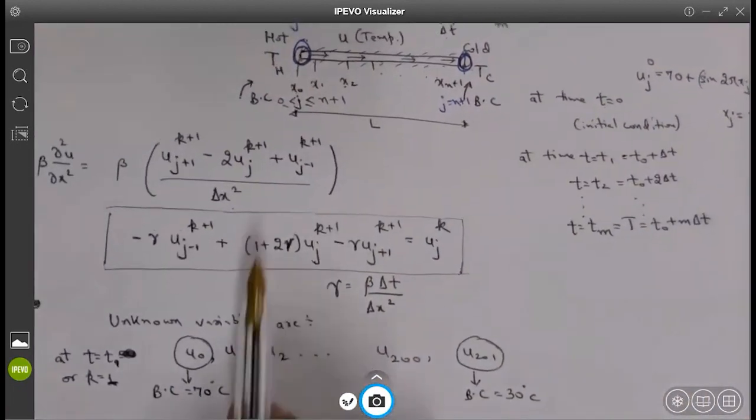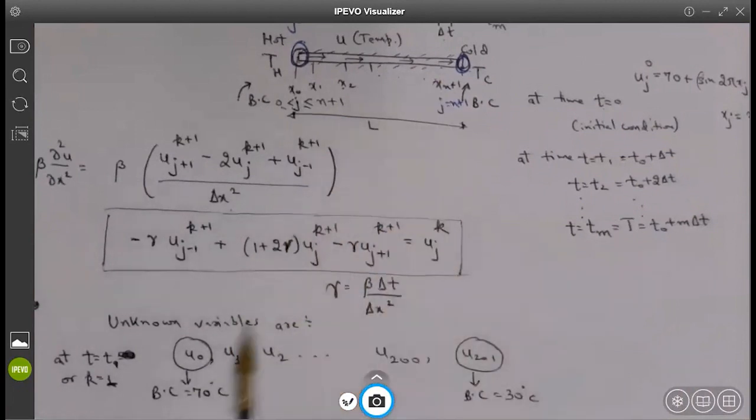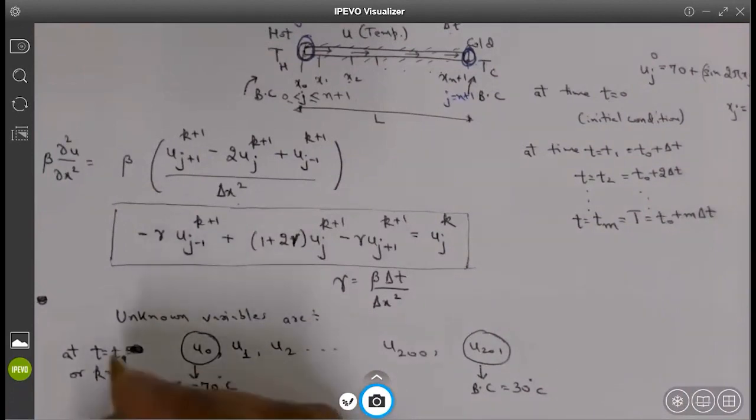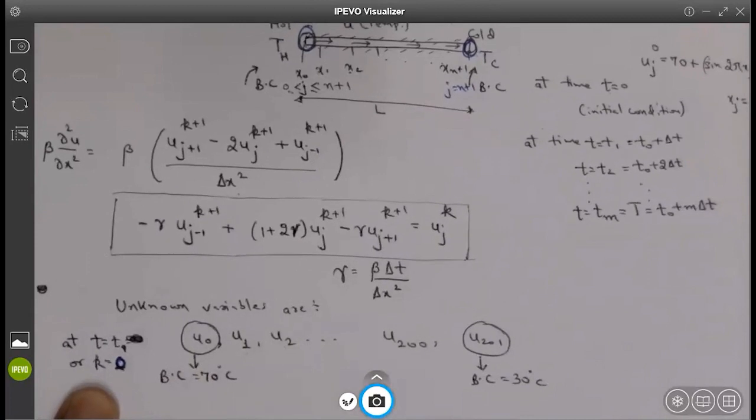So the unknowns are all the interior points, 1, 2, 3, 4, 5, 6, up to 200. So it will go up to 200. These are the temperature at these individual grid points at time t equals 1. So at time t equals 1 means when k is, we'll start with k equals 0. Actually, let's start with k equals 0. I will come to why I changed to k equals 0.